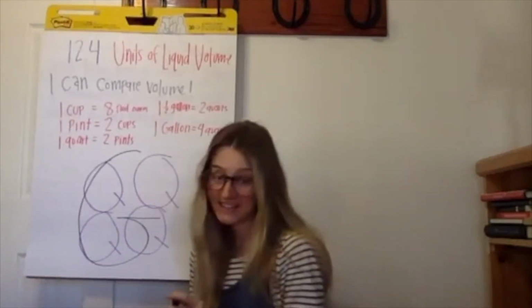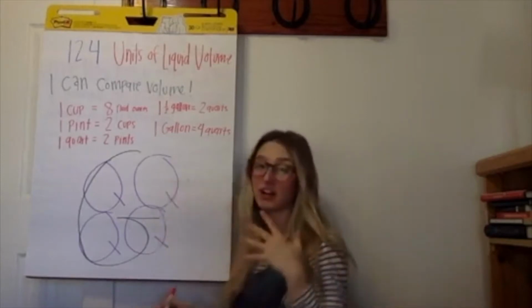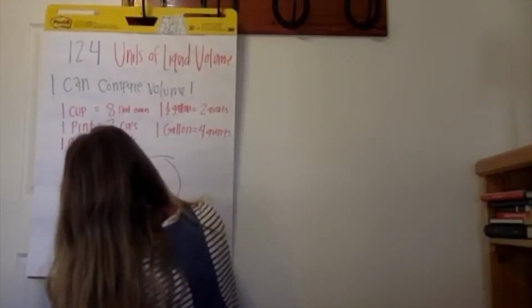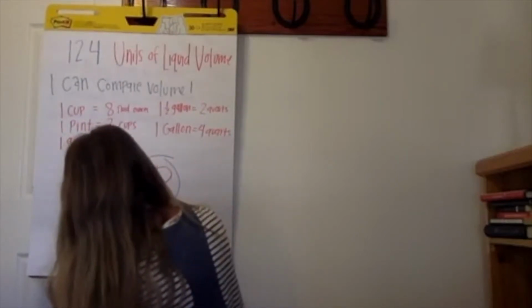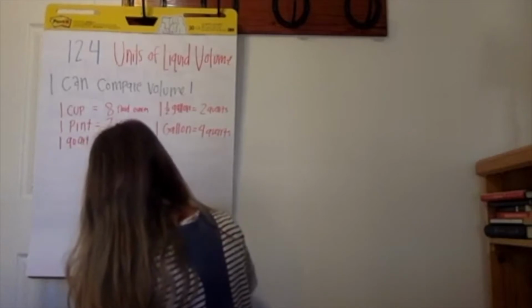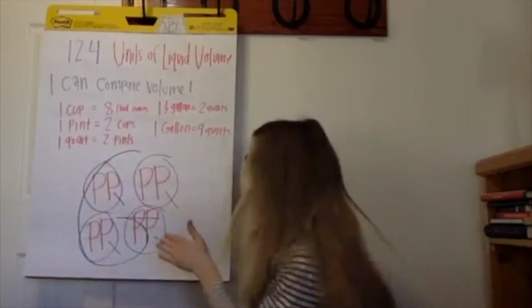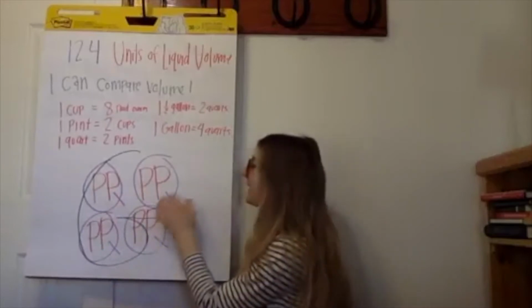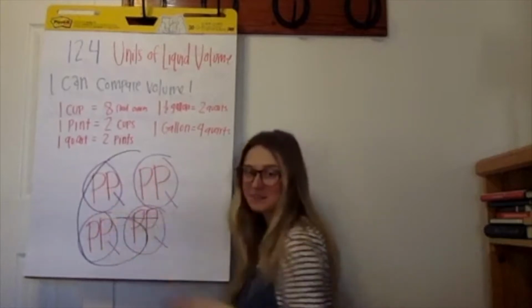Each of these queens had a prince and a princess. So in each of my queens, I'm going to draw 2 P's, 1 prince and 1 princess. So 1 prince, 1 princess, 1 prince, 1 princess, 1 prince, 1 princess, 1 prince, 1 princess. So we have this Gingdom, a gallon, and we have 4 queens that live in our Gingdom, which are also quarts, and each queen had 1 prince and 1 princess, which stand for pints, but I'll get into that.